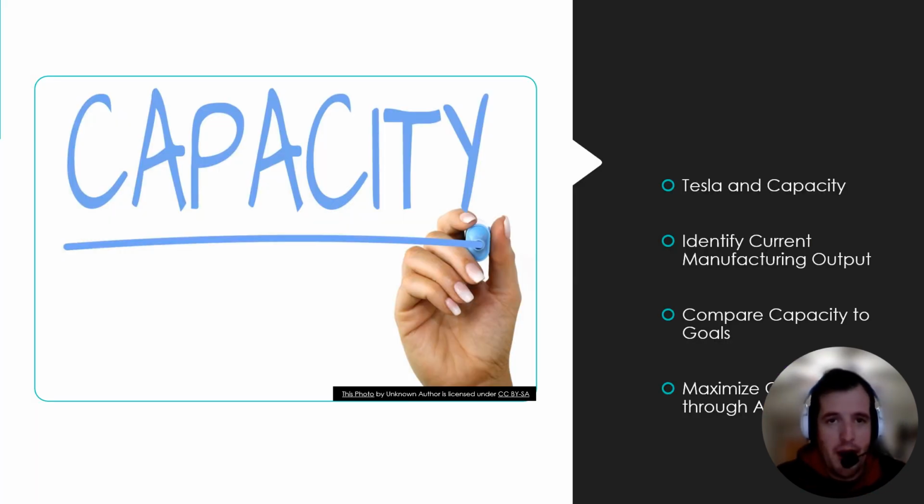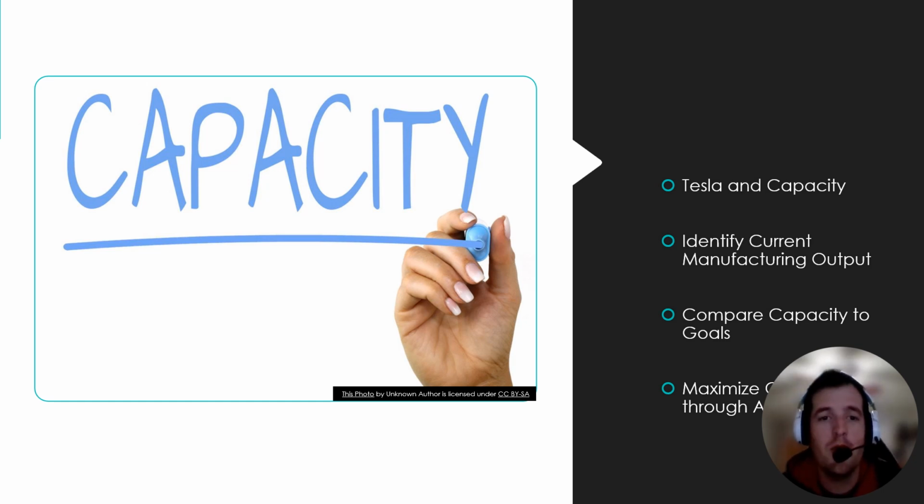Moving along to capacity. Understanding capacity is critical for any organization that manufactures and delivers goods. Capacity is the throughput of a production system. To understand its effective capacity, Tesla would begin by identifying its current manufacturing output. They would need to gather data on daily, monthly, and annual production rates for their vehicles, battery cells, and other energy products that they're manufacturing. Then they compare the current output with their goals.